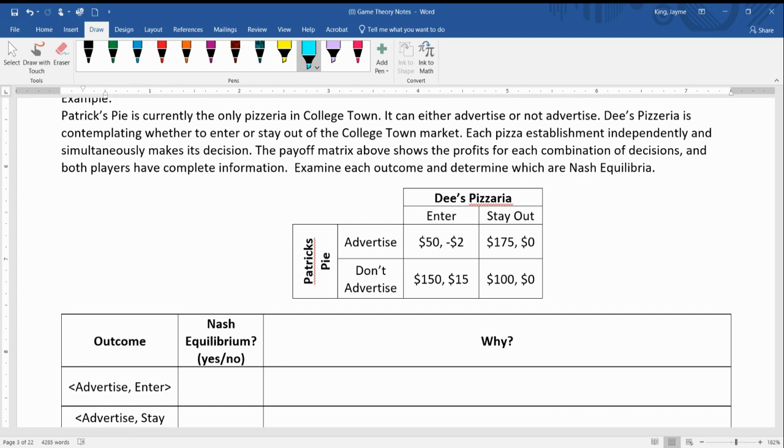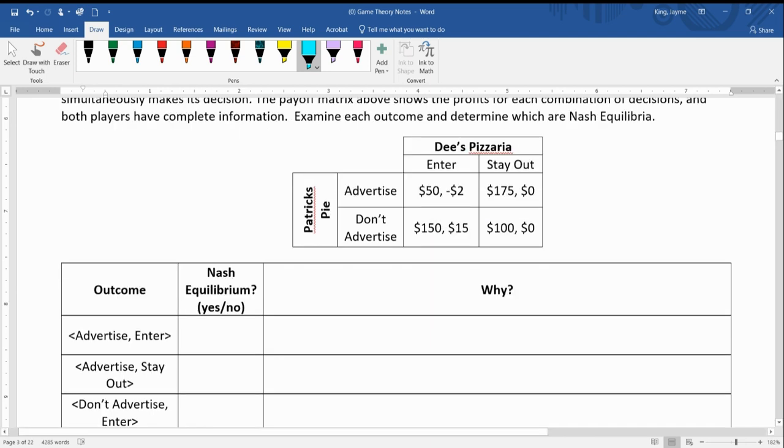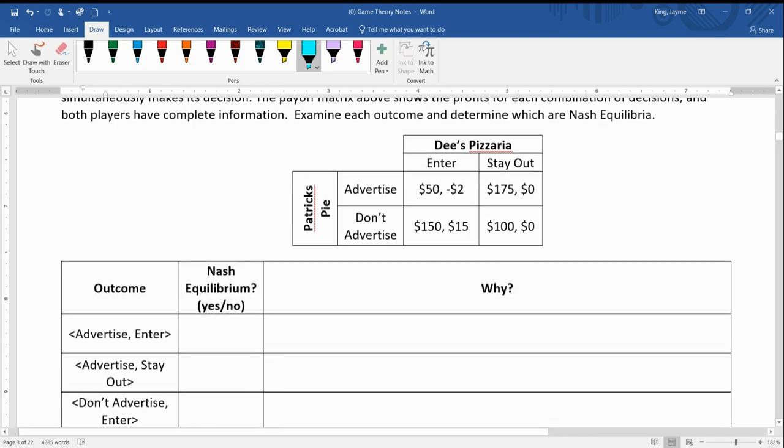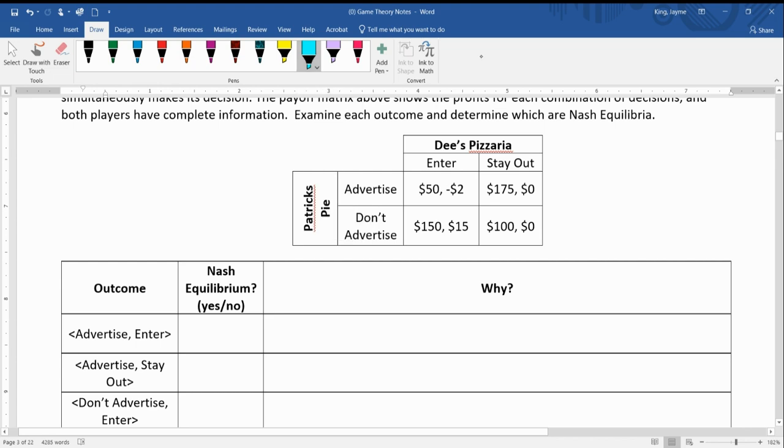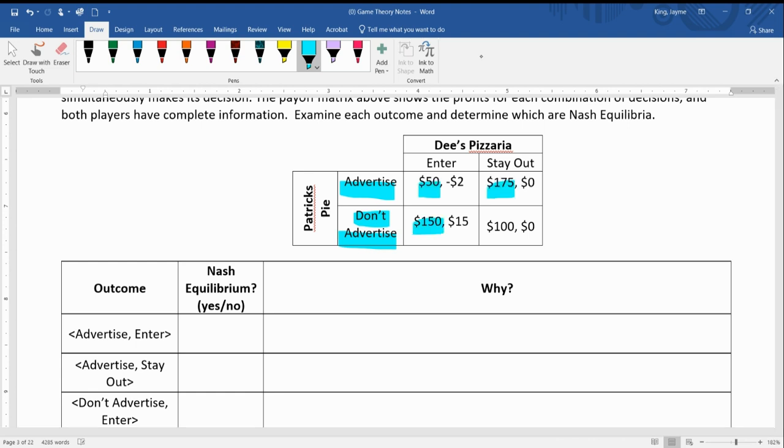All right, and the payoff matrix below shows the profits for each combination of decisions, and both players have complete information, meaning that they both are completely aware of the outcomes for each person. So what is that talking about? Let's look at this for a second and tie this all together. We've got two different players here. The first one, Patrick's Pie, can either choose to advertise or not advertise. And their outcomes are these first numbers. So player one's outcomes are always the first numbers.